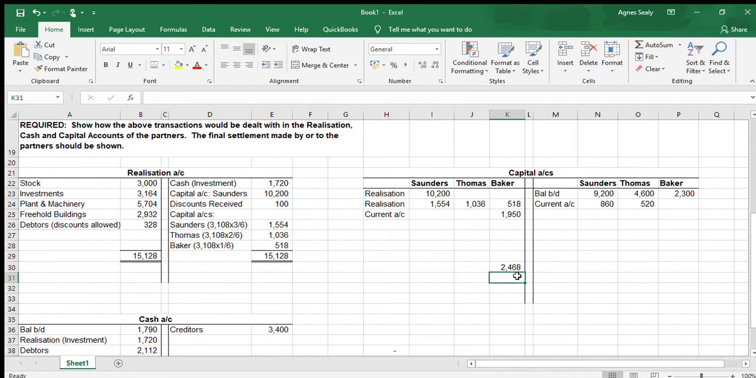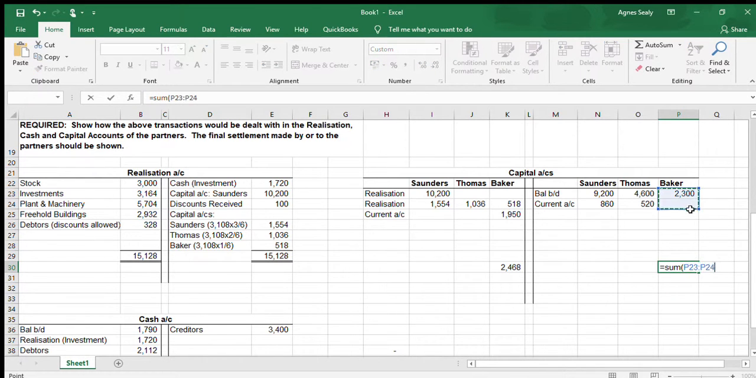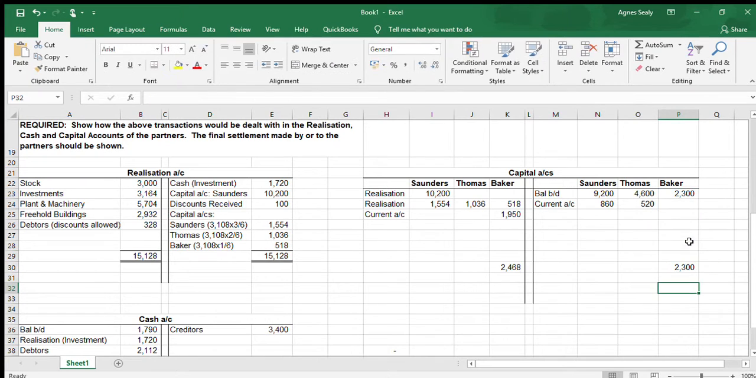So Baker has a total on the debit side of $2,468, whereas on the credit side, his total is only $2,300. So this is clearly a difference here. The difference between the two figures is $168. So Baker owes the partnership $168.